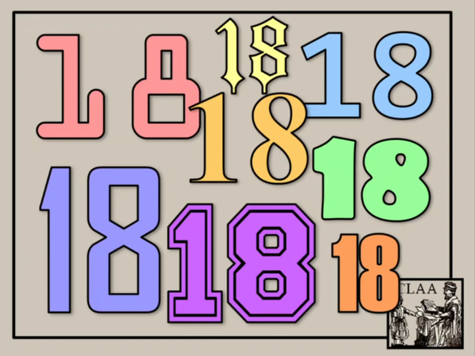And though we see the number 18 written in many different ways, we'll always know it's an 18 because we'll see a 1 in the tens place and an 8 in the units place. These numbers all look different, but they're all 18s.